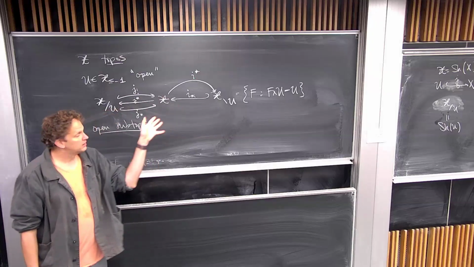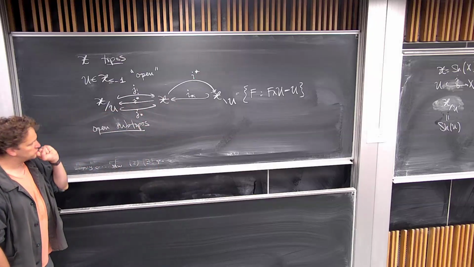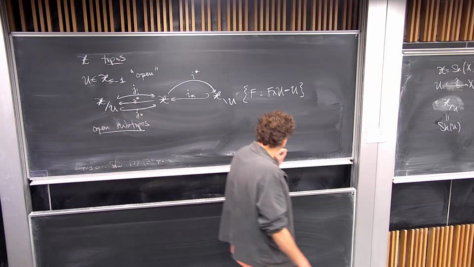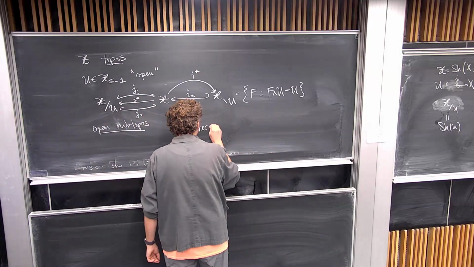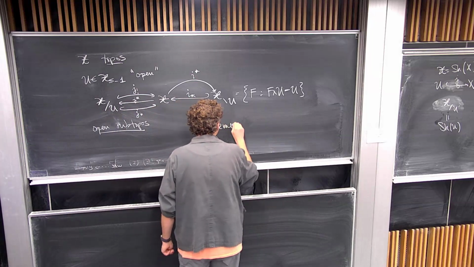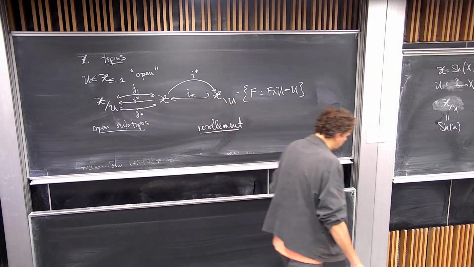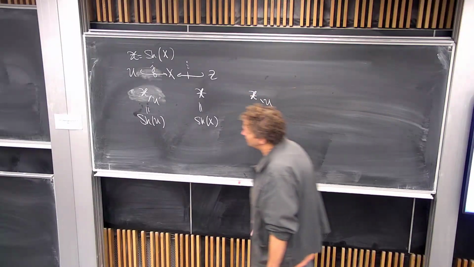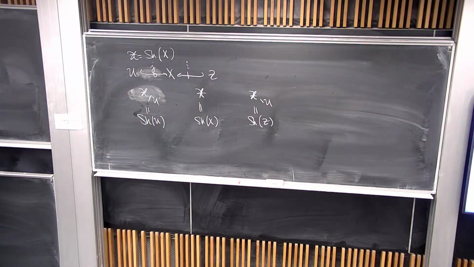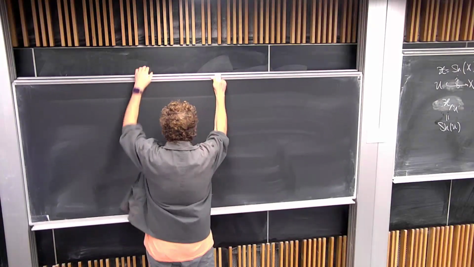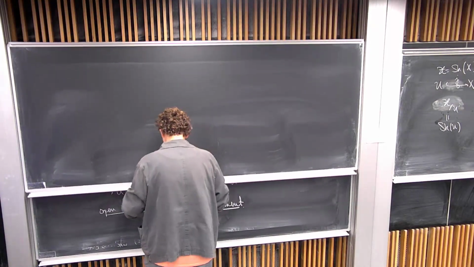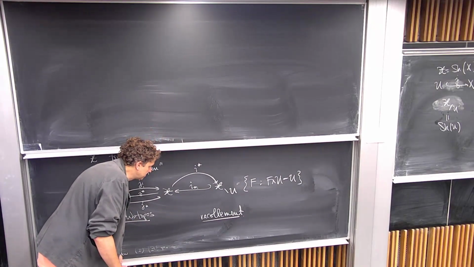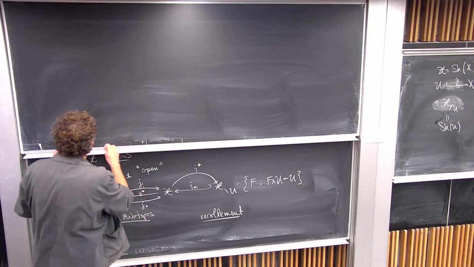Okay, so what is this situation? What's happening here? Something kind of cool is happening. This is an example of something called a recollement of categories. So what is a recollement of categories? It's the following situation.